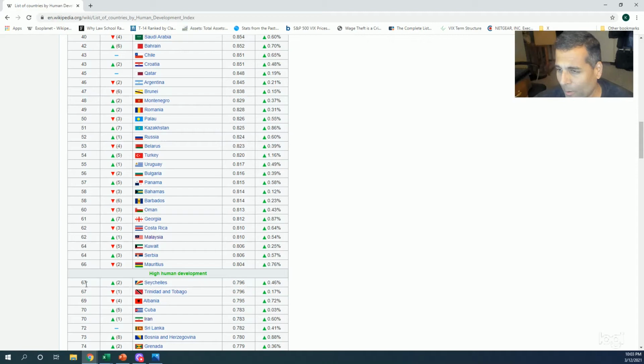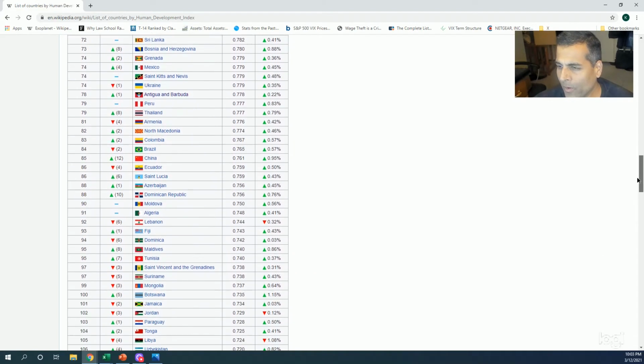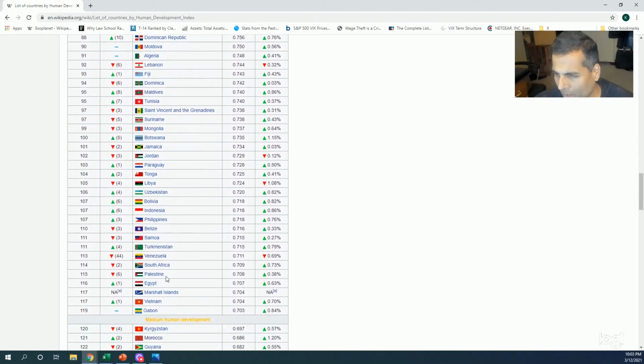Then the second category, 67 and lower, is high human development. And that goes all the way down to, amazingly, 119. Countries like Vietnam, Gabon, and Egypt are considered high human development. And this ties back to what I was saying earlier. What was considered a high human development country in 1975 was a threshold only met by maybe a dozen countries, at most 15 to 20. And now 119, which is the majority of the countries in the world, are now high human development.